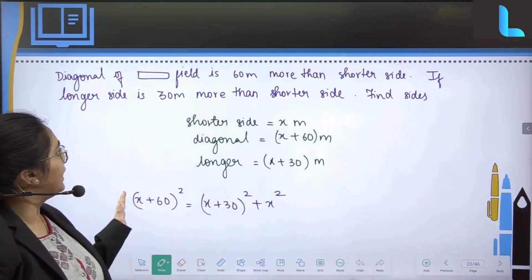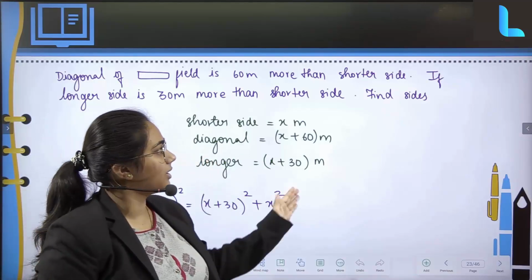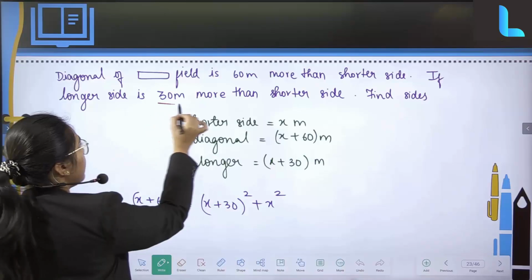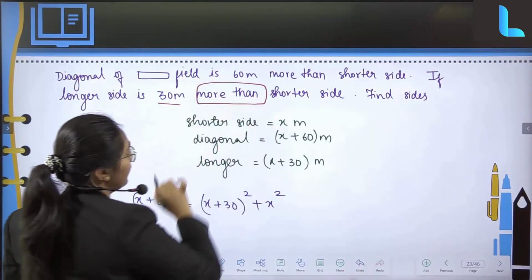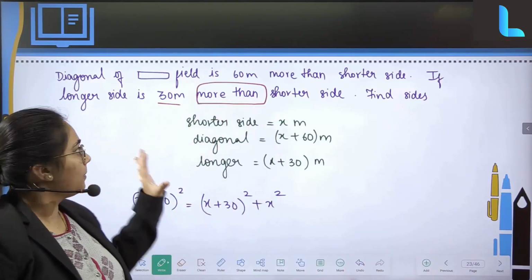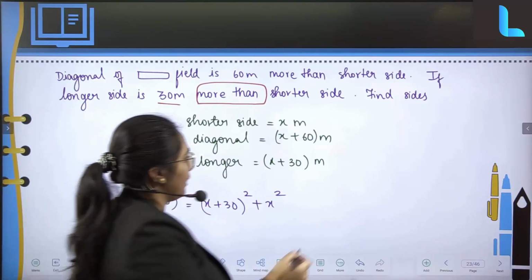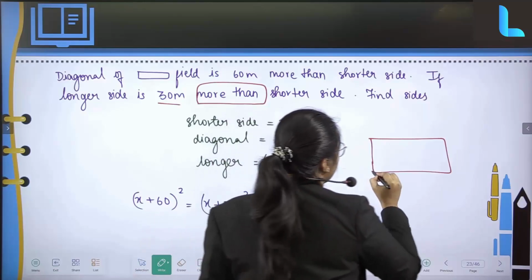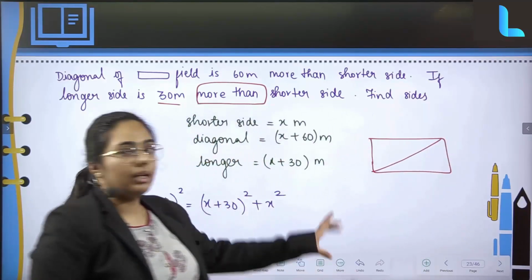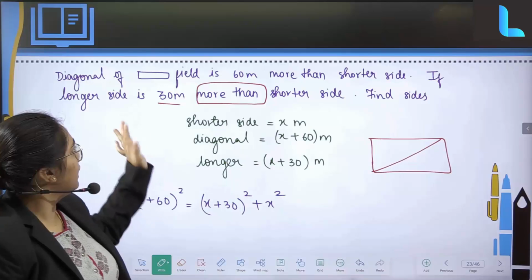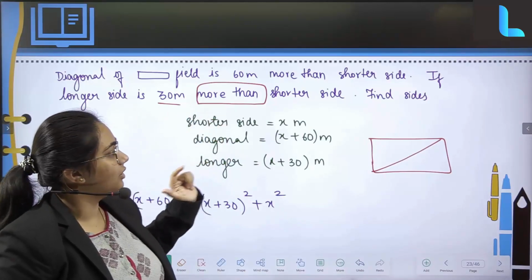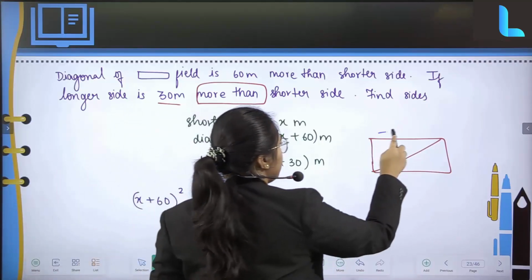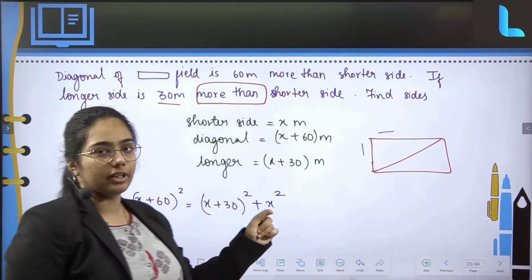Diagonal of a rectangular field is 60 meters more than the shorter side. If the longer side is 30 meters more than the shorter side, you have to find the sides. So basically it is going to be a rectangle over here again, and there is a diagonal too. In a rectangular field there is a diagonal which is 60 meter more than the shorter side. So what is shorter side and longer side? It is basically nothing but length and breadth they are talking about.